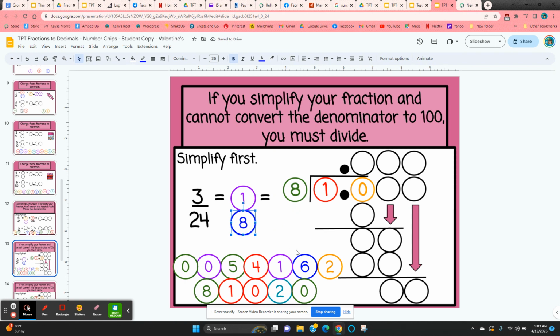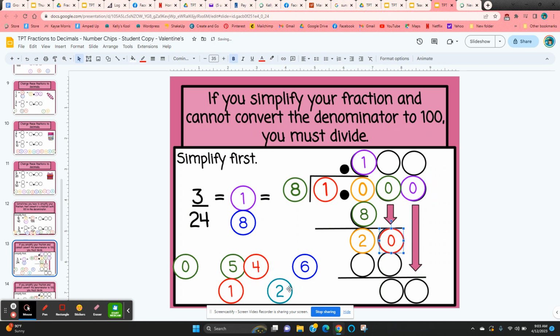So students are going to use all of these number chips to do the long division. 8 goes into 10 one time. 8 times 1 is 8. Subtract, bring down. They need to know that these are zeros. The zeros will just continue. So bring down a 0.